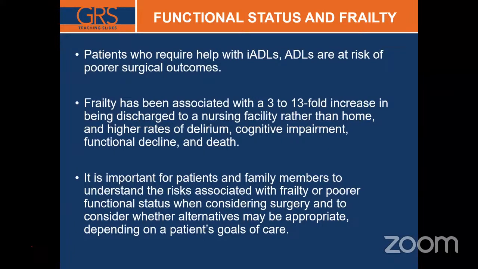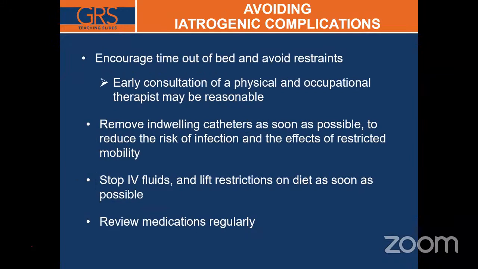It's very important to discuss this with the patient and the family before surgery, because they should understand the risk associated with frailty or poor functional status when considering surgery, and also consider whether alternative options may be appropriate depending on the patient's goals of care, as I mentioned earlier. So how do we avoid iatrogenic complications for the patient before and after surgery or during hospitalization?